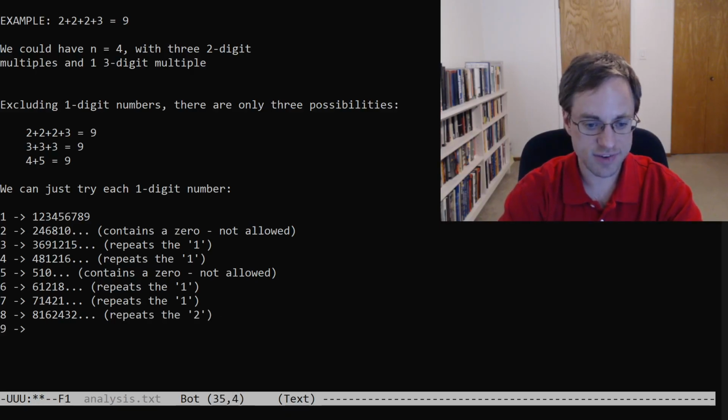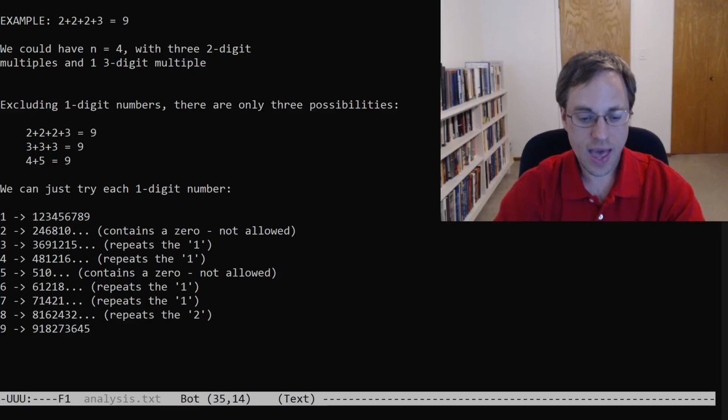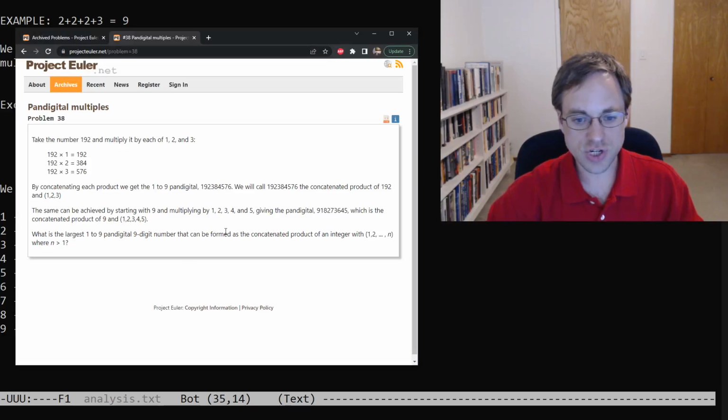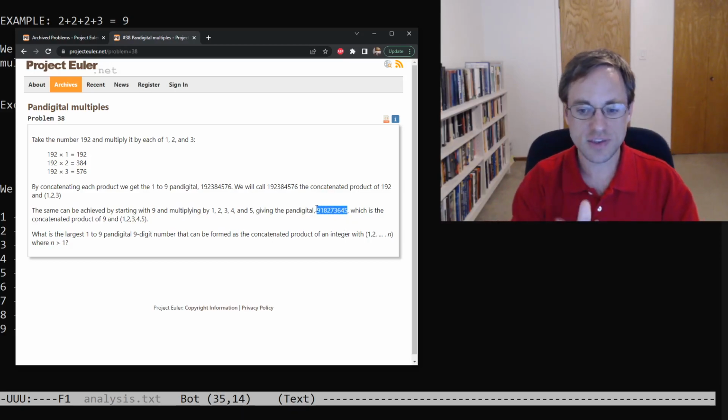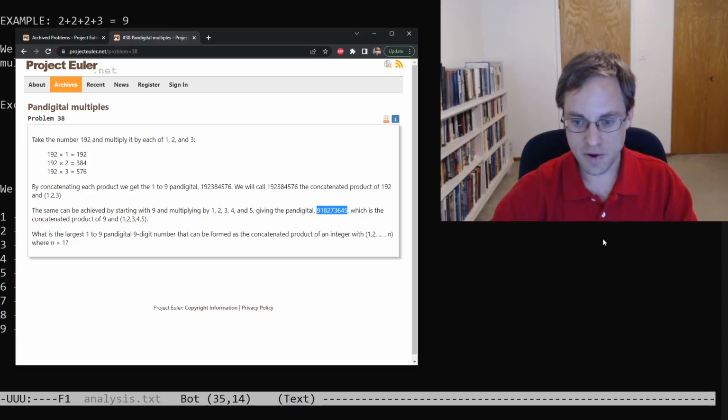And 9 actually gives us a second possible answer. We get 9, 1, 8, 2, 7, 3, 6, 4, 5. And actually, if we go back to the problem statement briefly, this is given as an example you'll see right here, which is a little bit unfortunate because this candidate answer turns out to be quite significant. But I didn't want to use the fact that they provided this as part of my solution. It's not too hard to discover in any case.